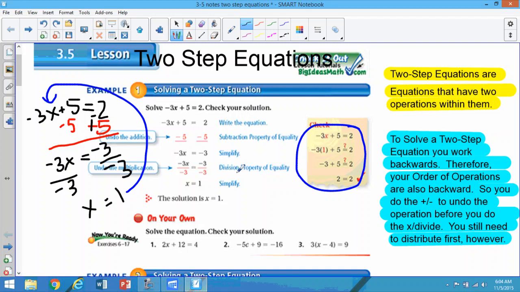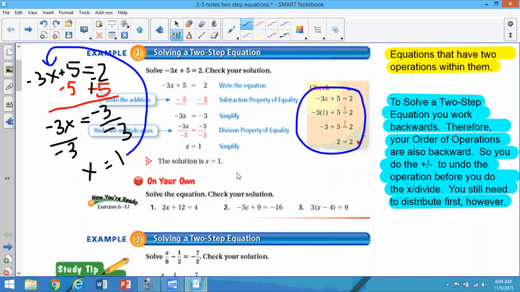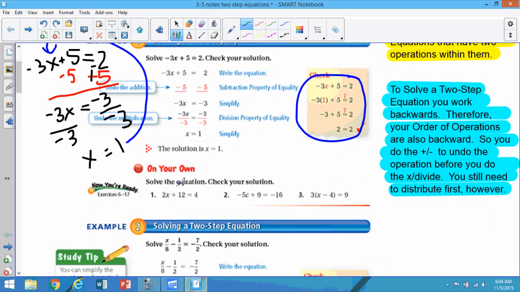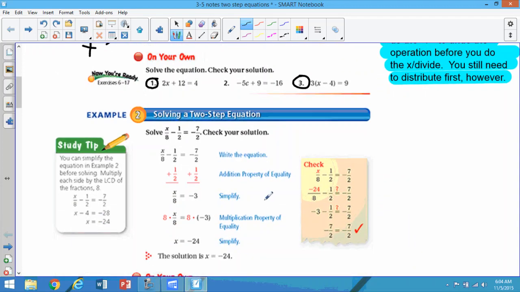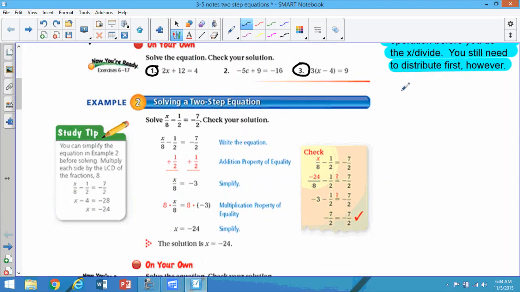All right. So what I'd like you to do is try this. So I would like you to do number 1 and number 3. Number 1 and then number 3. And then pause your computer, do those, and then come back. Okay. Number 1, I'm going to do them over here, I think.